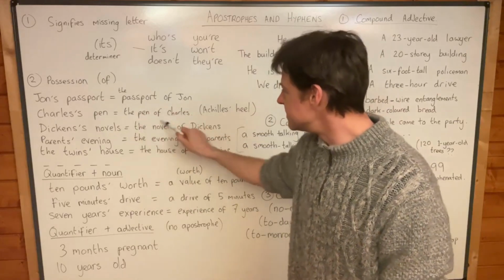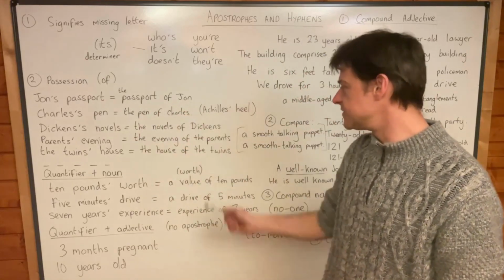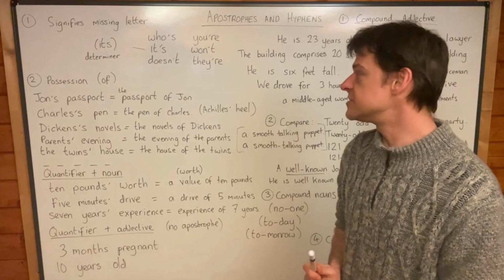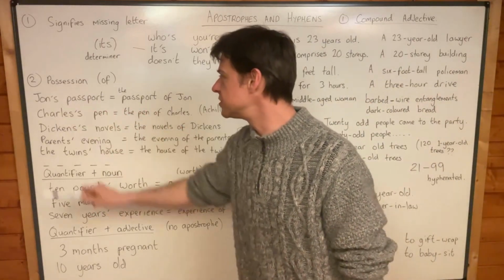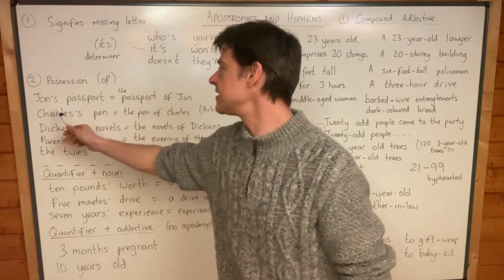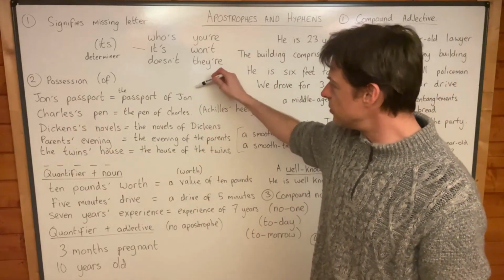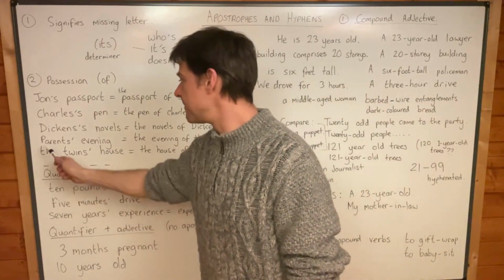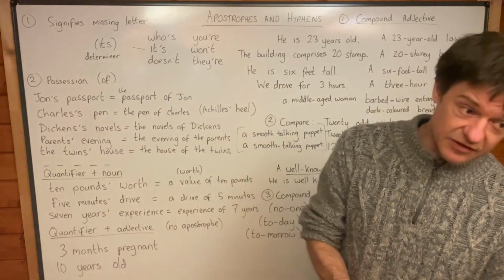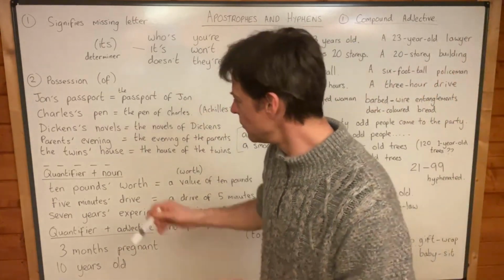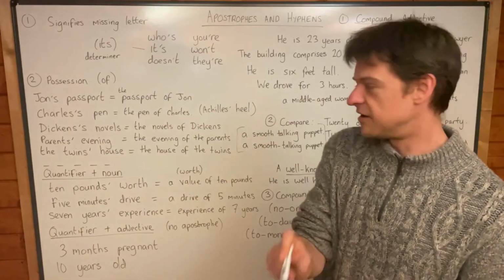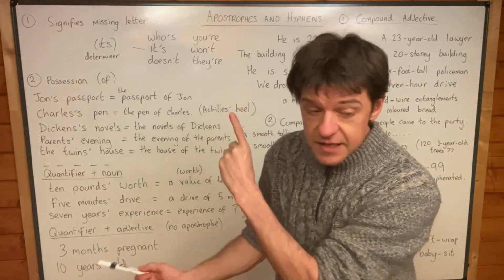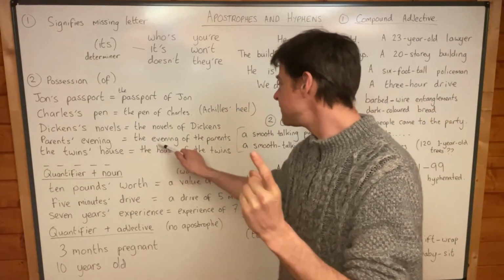But the reason why I've written this of John, of Charles, of Dickens, the evening of the parents, the house of the twins, is because it makes it a lot easier for you to understand where the apostrophe should go. So in John's passport, it goes before the S because we mean the passport of John. So it goes before the S. But now let's look at a plural, like parents' evening. Now, parents is plural. And if you want to know where to put this apostrophe, you have to ask yourself, is it the evening of the parent, one parent coming to see all the teachers, or is it the evening of the parents?